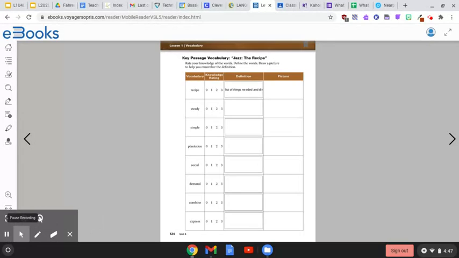Let's read the next word together. Steady. Steady means not subject to change or constant. What means not subject to change or constant?